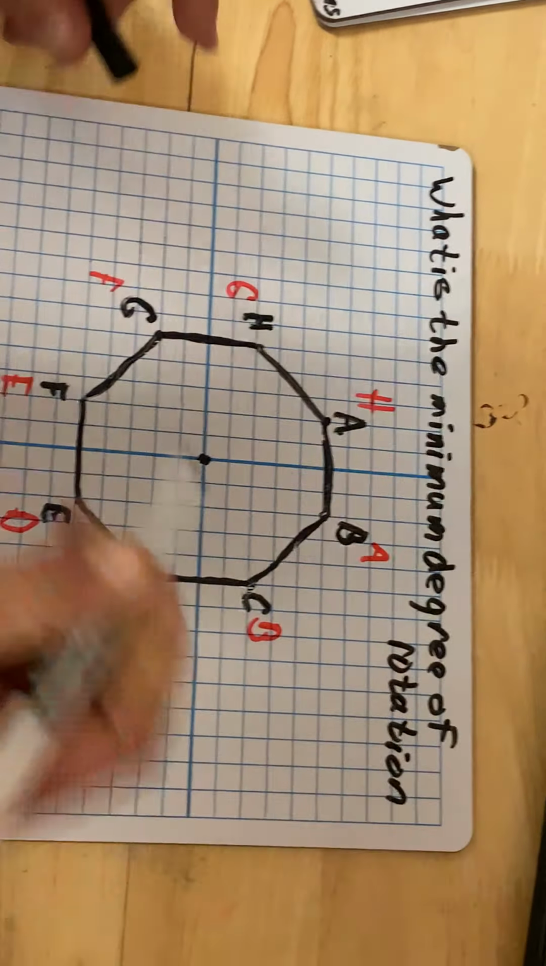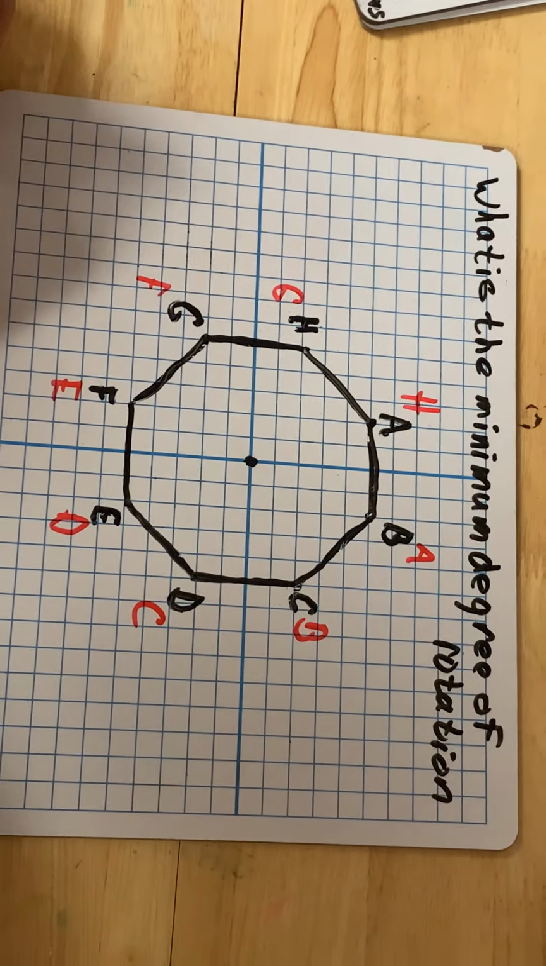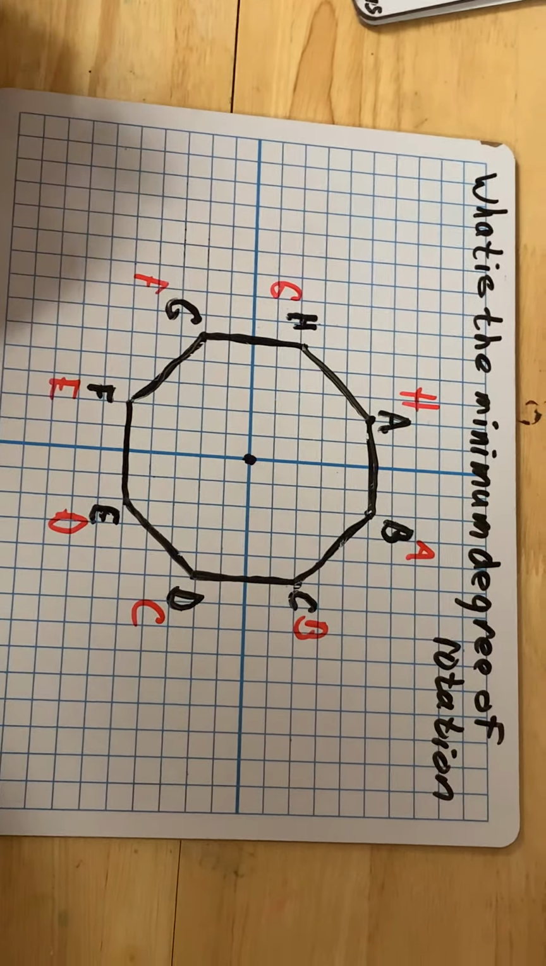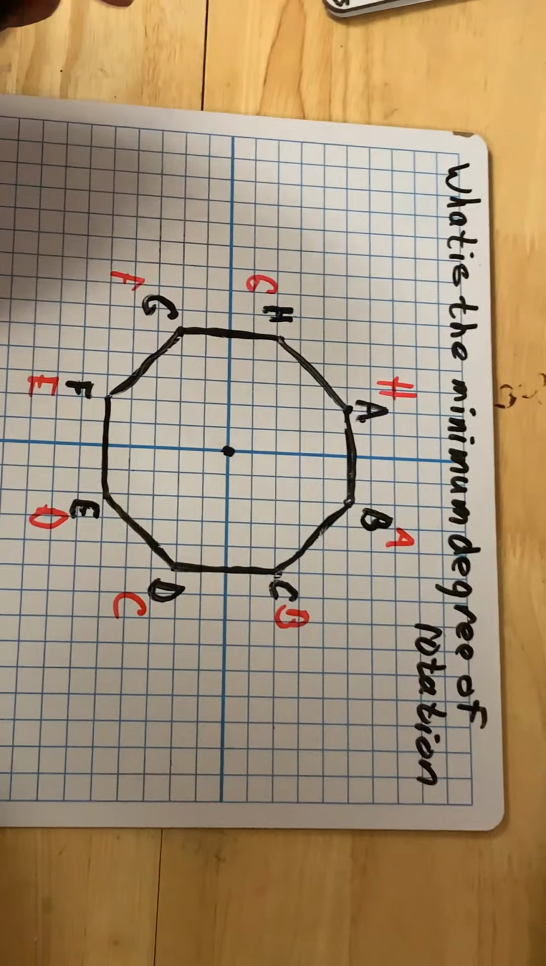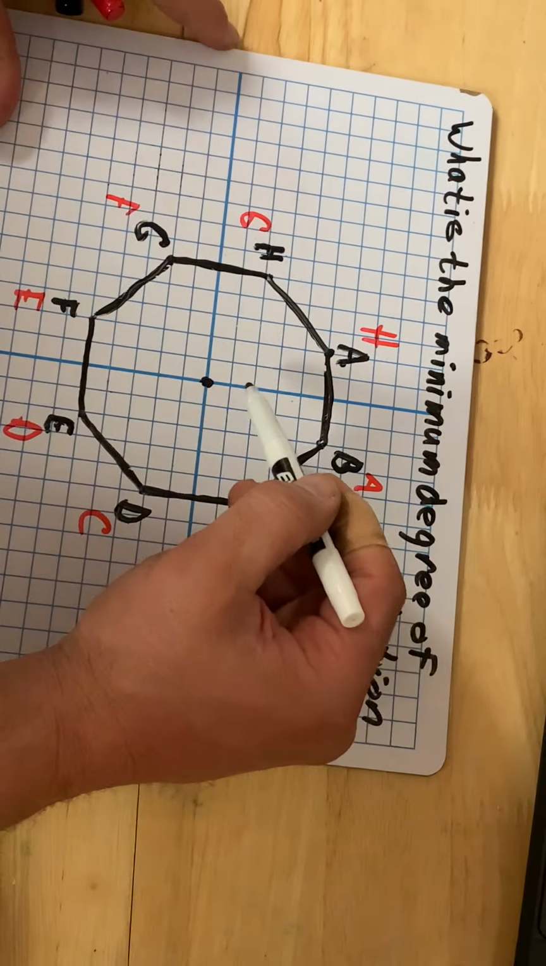So here's what you do. First of all, I need to find out how many angles there are in the polygon, inside. And this is what I'm talking about.